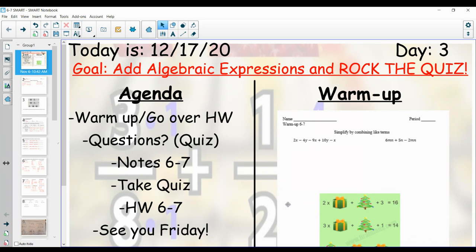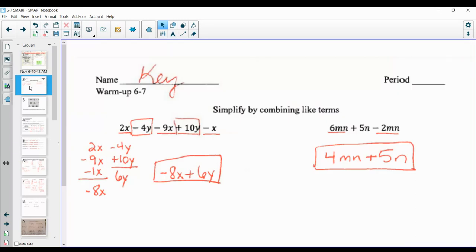And let's get it. So here was the warm up. 6-7, you start with combining like terms. Remember, a like term contains the same variable and also exponent. So you will notice that I combine 2x and negative 9x and negative x. Remember, it's all about the coefficient. So 2 minus 9 is going to be negative 7. And then another negative 1 would make it negative 8x.